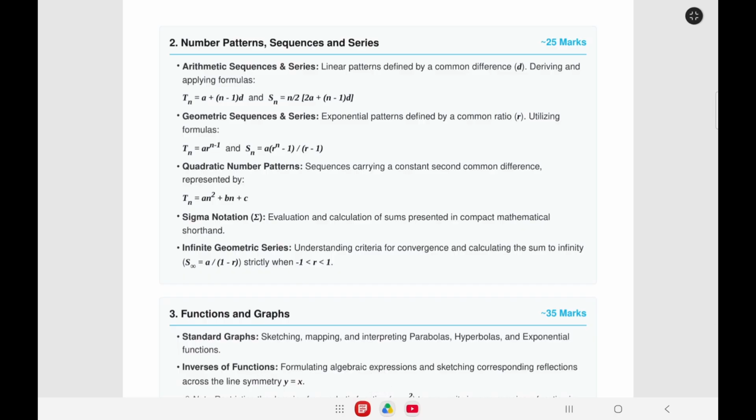So under number patterns, we have arithmetic, sequences, and series. Linear patterns defined by a common difference, deriving and applying formulas. Those are your formulae. We also have geometric, sequences, and series. Exponential patterns defined by a common ratio utilizing.